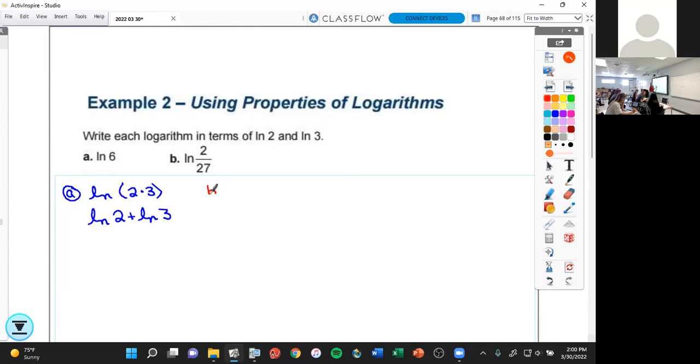Part B. I need to rewrite this guy. But I can't use 1. That's not an option. So what do you want to do with the 2? Leave it alone. 27.